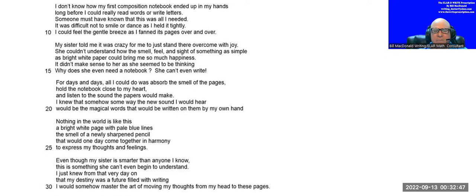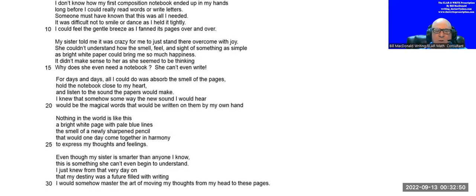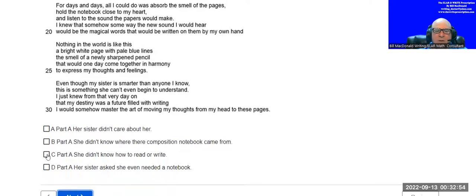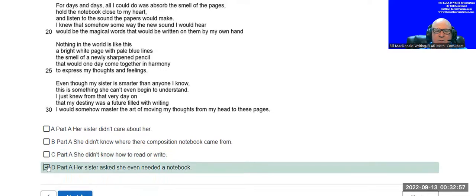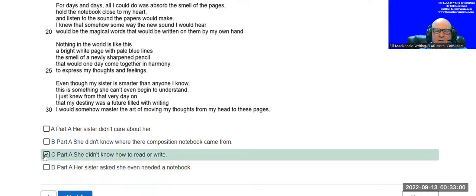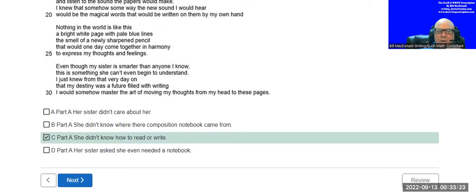And so her sister begins to even cause some problems by saying that she's crazy and wondering what in the world is wrong with her. So that could be the answer, but we're allowed to switch, as you can see, if we feel like we need to. Her sister asked if she even needed a notebook. If that's a conflict, it would be because the sister possibly took the notebook away or told the mother, or something might have happened. None of that happened. So we're going to go with letter C.